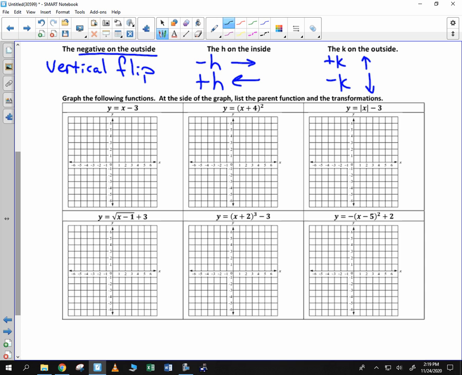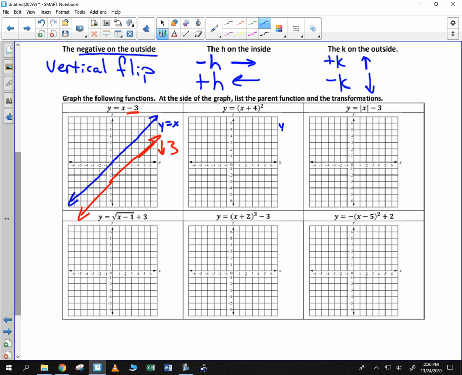It says at the side of the graph, list the parent function and the transformations. So y equals x is going to be the parent function. So this is what the original function looks like. Notice how this minus 3 is on the outside. If it's on the outside, it affects it vertically. So it's going to move it down 3 units. So I'm going to take this graph and move it down 3, and that's my new one.